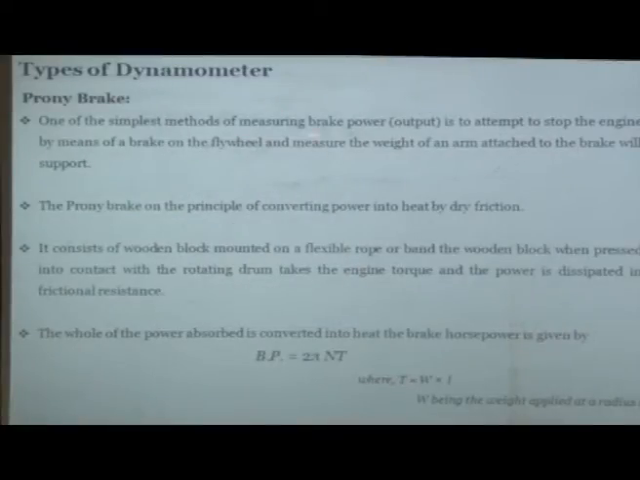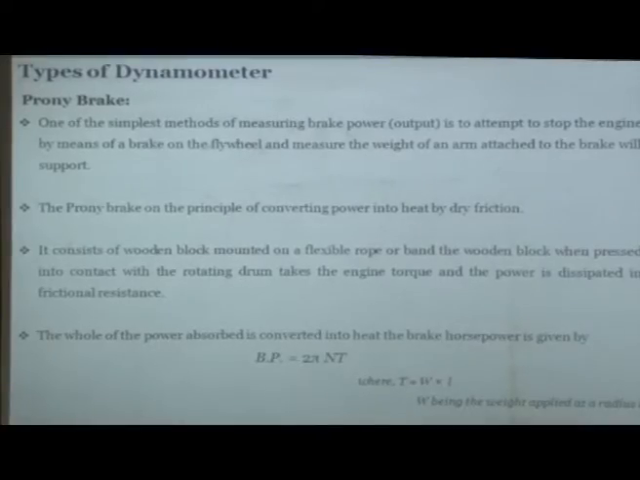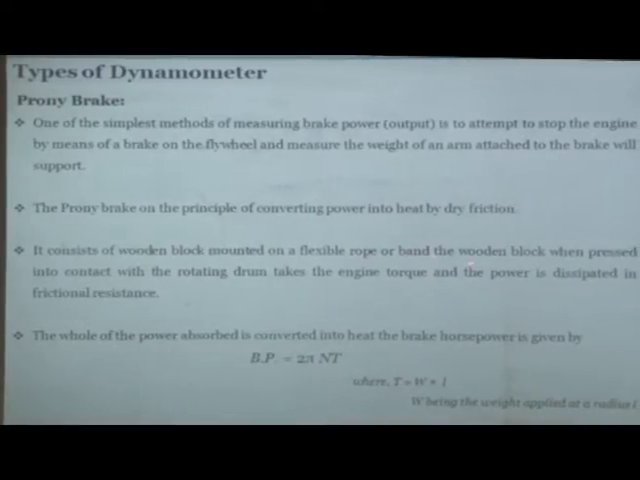So one of the simplest methods of measuring the brake power output is to attempt to stop the engine by means of a brake on the flywheel and measure the weight that the arm attached to the brake will support. So the Prony brake works on the principle of converting power into heat by dry friction, okay. So you are trying to squeeze the flywheel with 2 wooden blocks and there is no lubrication present, because if you put lubrication it will defeat the purpose, you will not be able to stop, that is not the idea, okay. So it consists of wooden blocks mounted on a flexible rope or band.